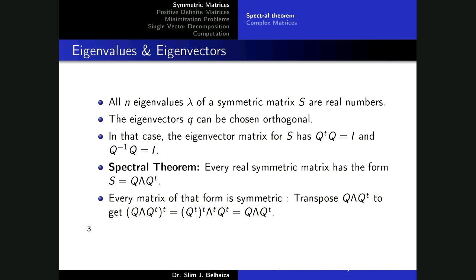Mainly, we said that all n eigenvalues of a symmetric matrix S are real numbers, and that the eigenvectors can be chosen to be orthogonal, and the eigenvector matrix, which we can call Q, has the property that its transpose is equal to its inverse. So for every real symmetric matrix, you can easily apply the spectral theorem, which we talked about early in this course.